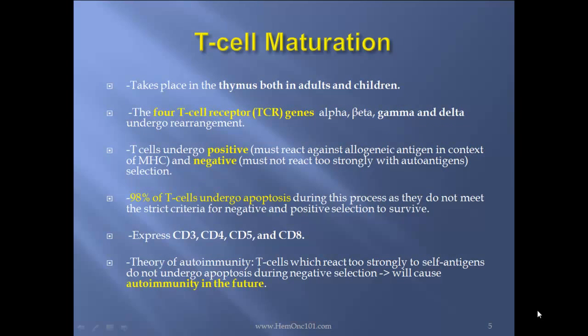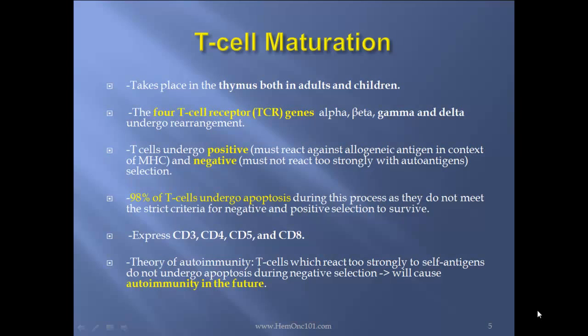T cell maturation takes place in the thymus both in adults and children. The 4 T cell receptor genes, alpha, beta, gamma, and delta, undergo rearrangement. T cells undergo positive and negative selection. In positive selection, they must react against allogeneic antigens in the context of MHC. In negative selection, they must not react too strongly with autoantigens.